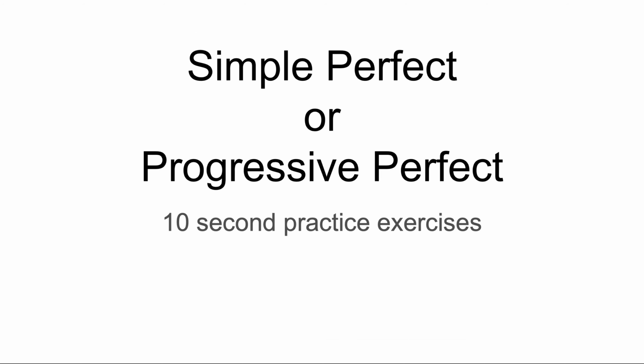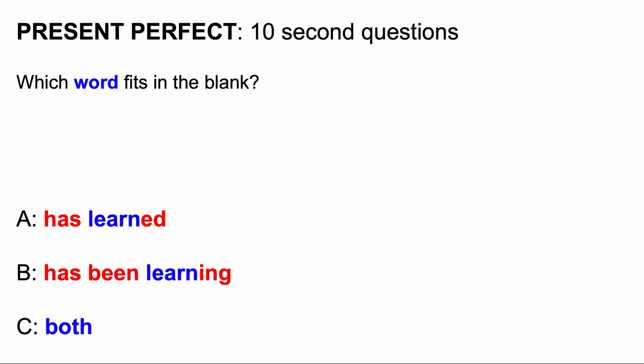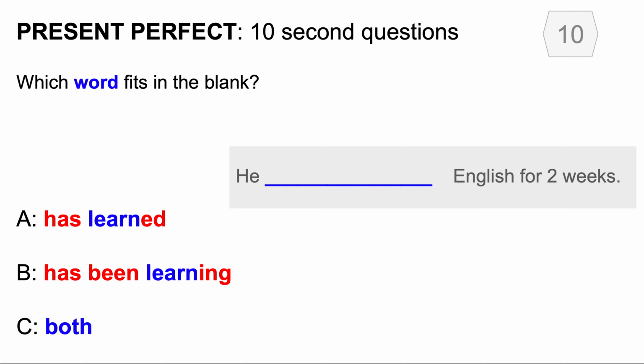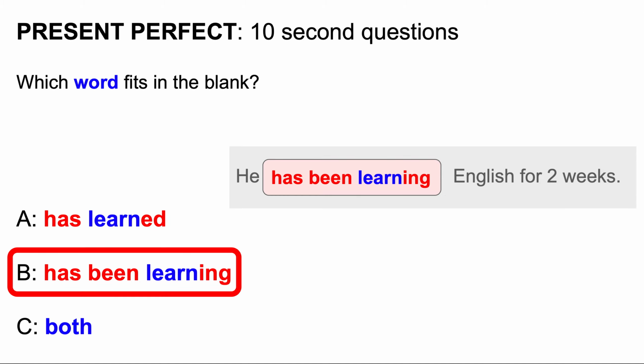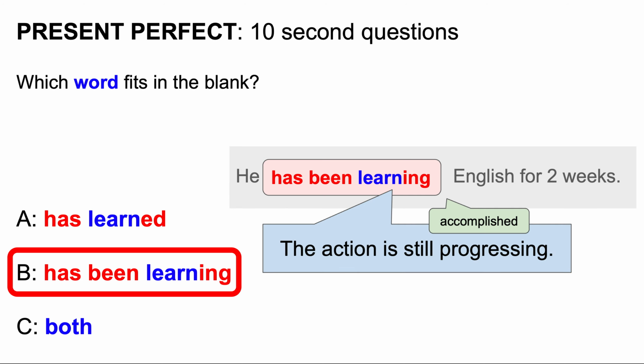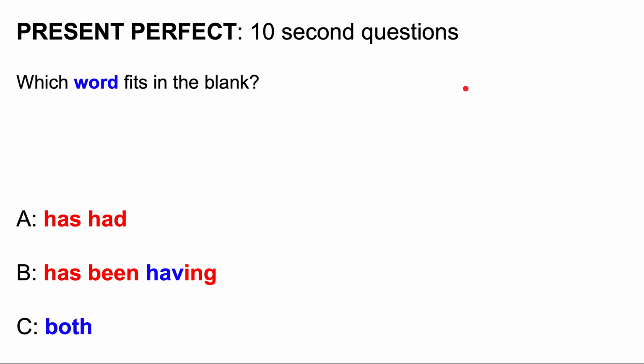Now let's do some 10-second practice exercises. Which word fits in the blank? He has been learning English for 2 weeks. The action is still progressing, and we use the present perfect progressive because learn is an accomplished verb with a defined ending. Next.